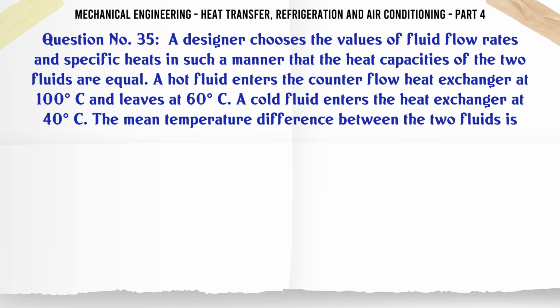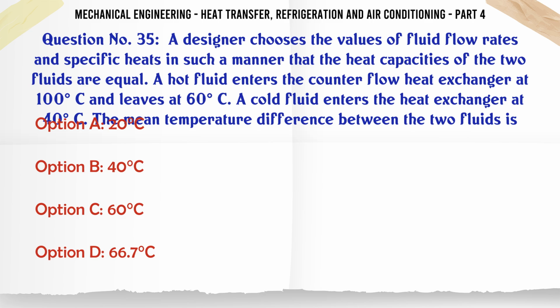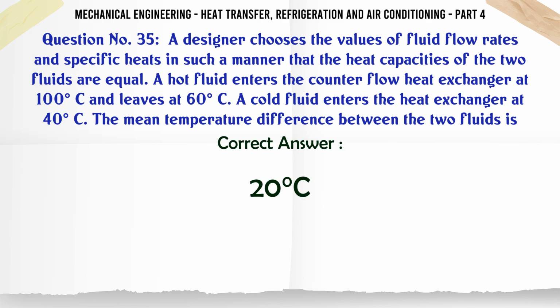A designer chooses the values of fluid flow rates and specific heats in such a manner that the heat capacities of the two fluids are equal. A hot fluid enters the counter-flow heat exchanger at 100 C and leaves at 60 C. A cold fluid enters the heat exchanger at 40 C. The mean temperature difference between the two fluids is A. 20 C. B. 40 C. C. 60 C. D. 66.7 C. The correct answer is 20 C.